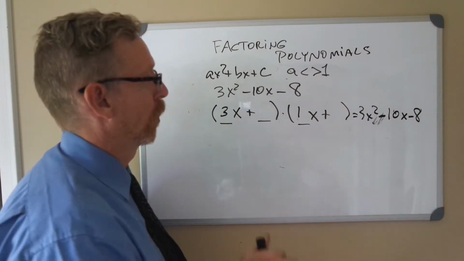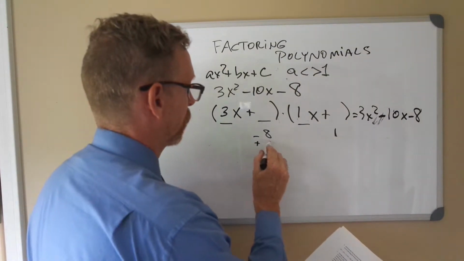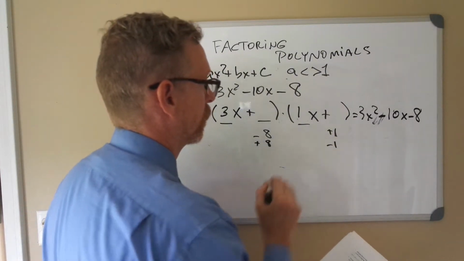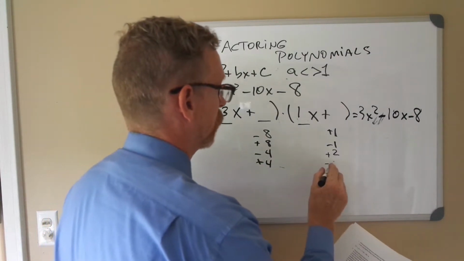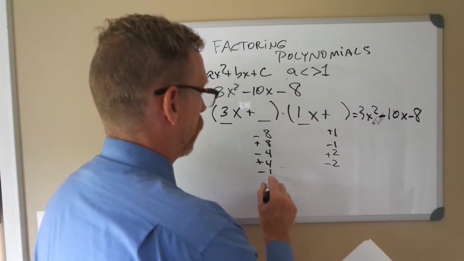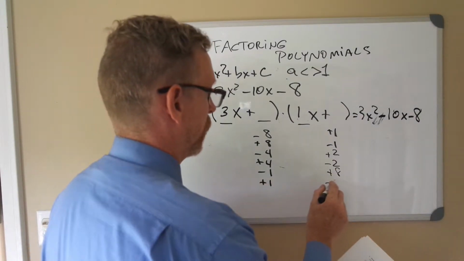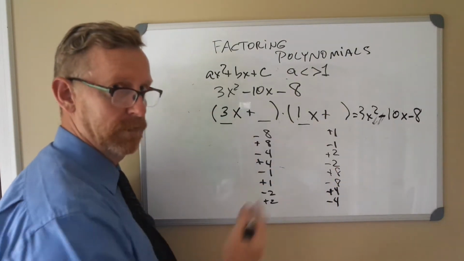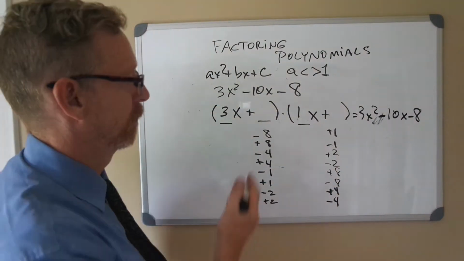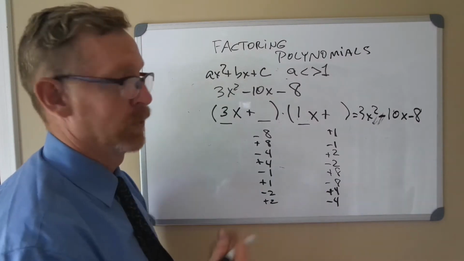So the possibilities are negative 8 and a positive 1, positive 8 and a negative 1, negative 4 and a positive 2, positive 4 and a negative 2, and then negative 1 and a positive 8, positive 1 and negative 8, and then the reverse of these. So this is kind of a long method, but we have to go through each one unless you intuit numbers that might work.